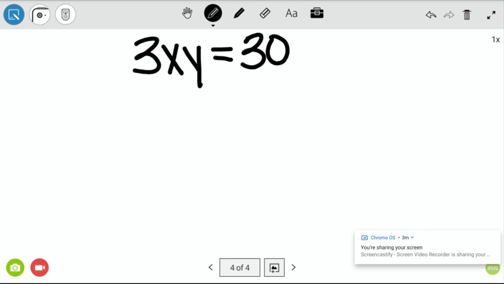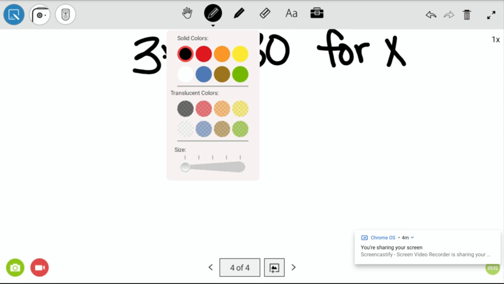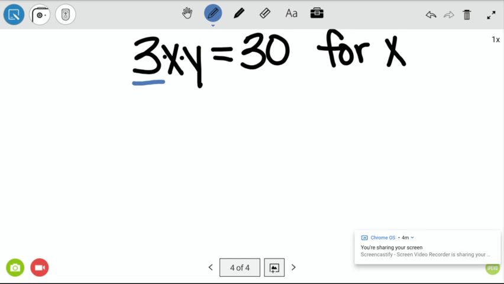3xy equals 30. And let's solve for x. On this one, when you see things that are attached to each other with no symbol in between, that actually means 3 times x and times y. We can put the dots there, you just rarely see them there. So if we want to get x by itself, we need to get rid of times 3 and times y. We would get rid of multiplication by division, and you can actually divide 3 and y at the same time.